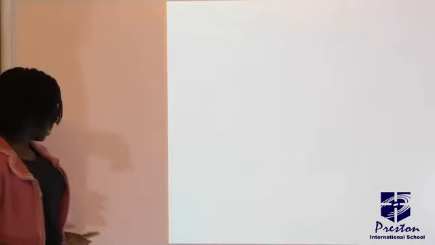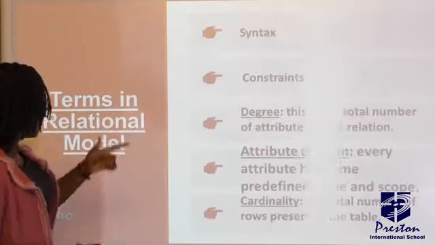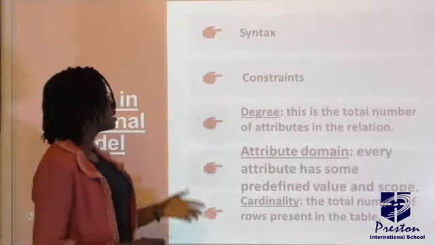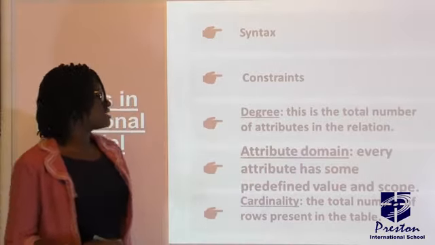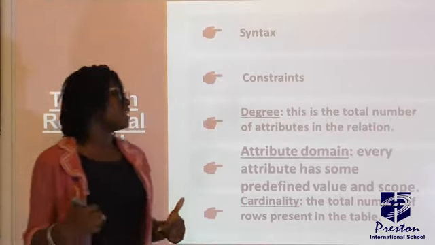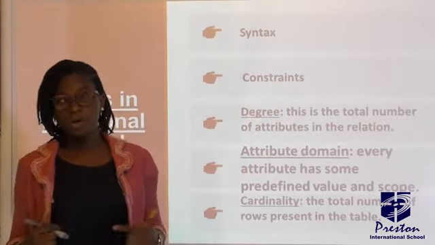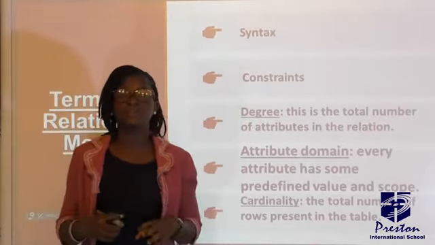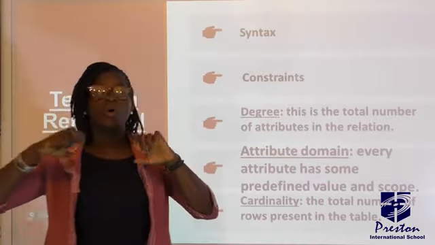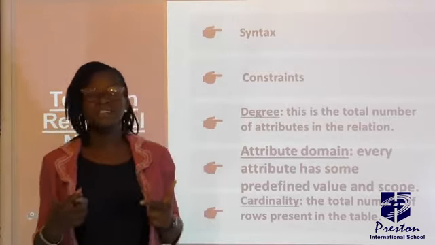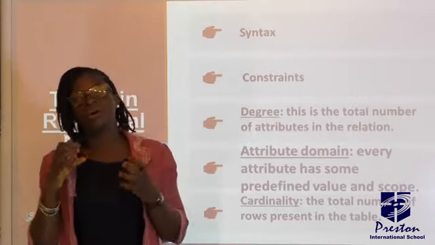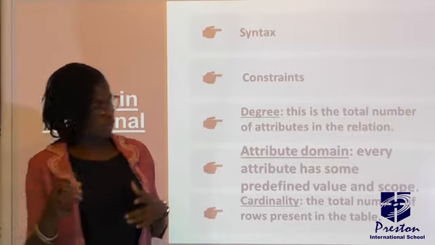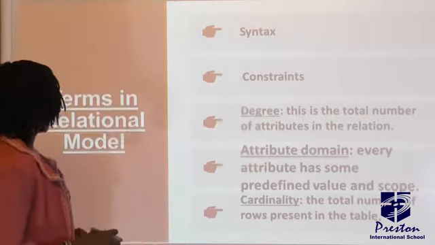Other terms that we're going to come across are these: syntax, constraints, degree, attribute, domain. In this attribute domain, every attribute has its own predefined value and scope. What do I mean? When you are creating an attribute, it must have what we call a heading. When you are talking about a person's name, of course, the field would carry a heading called name or something like that. So take note of that.